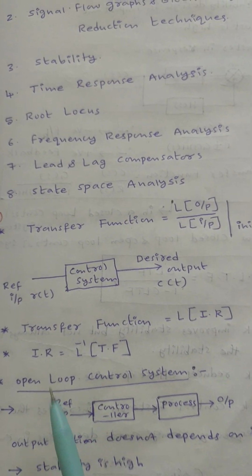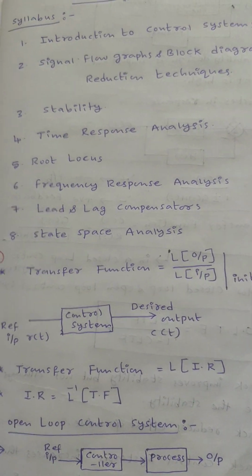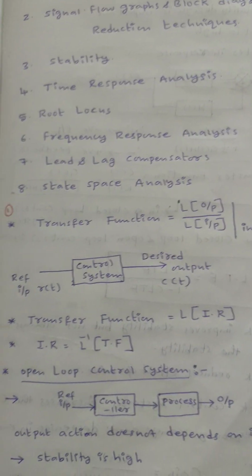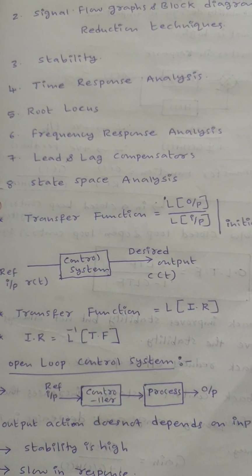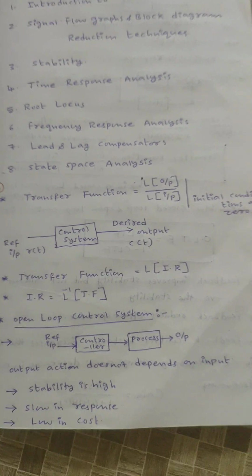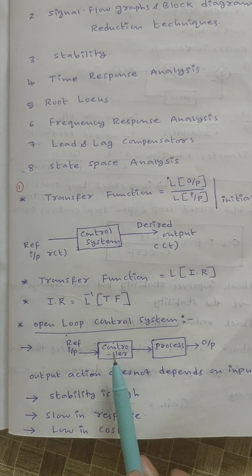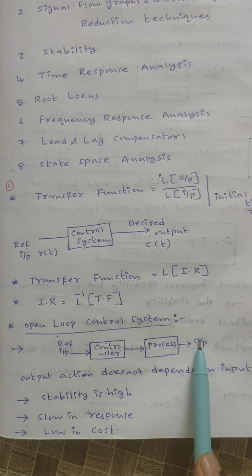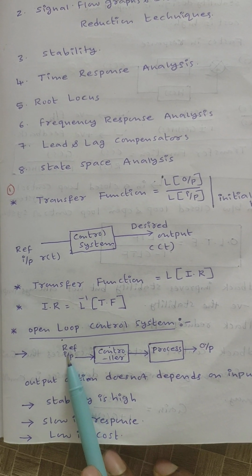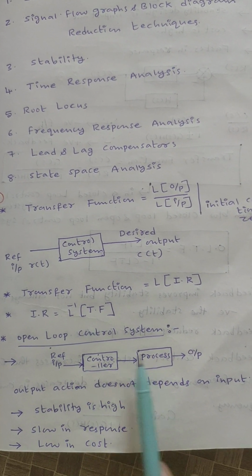Next, classification of control systems. Control systems are classified into two types. One is the open loop control system, another one is the closed loop control system. Now see here, this is the figure for the open loop control system. See here, the output action doesn't depend upon the reference input or input. That is about the open loop control system.